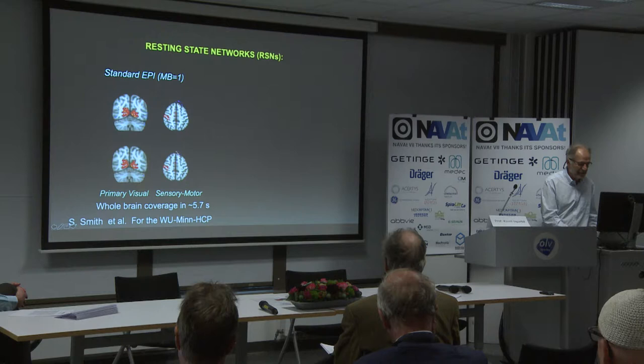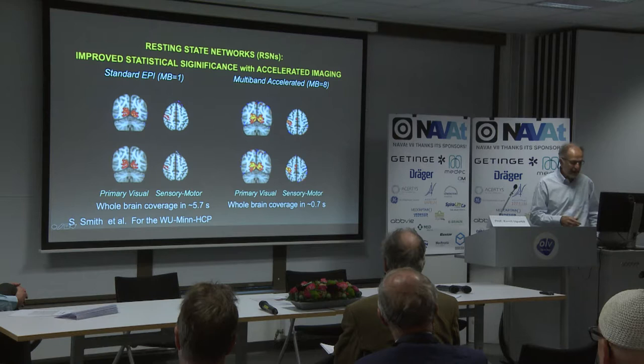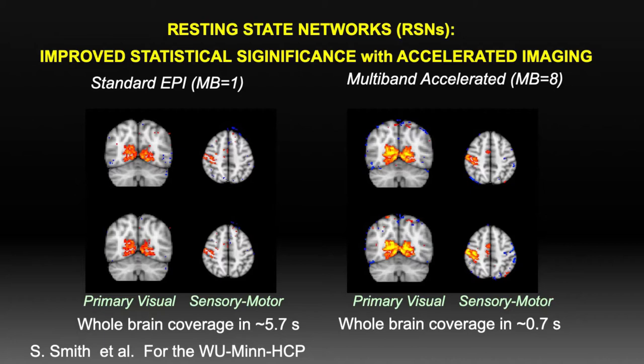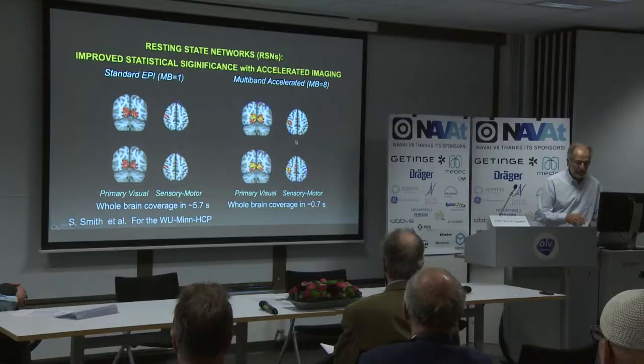And this is by the technique that we brought into the Human Connectome Project. So instead of acquiring the whole brain in 5.7 seconds, now we are at 0.7 seconds. Statistical significance improves. And also you start seeing areas which we know should be there, but were not being detected, but are detected now with this fast acquisition.